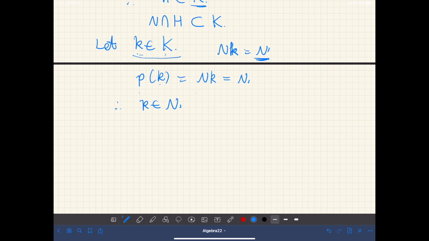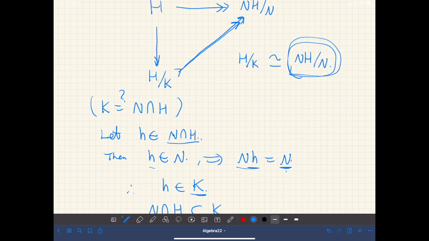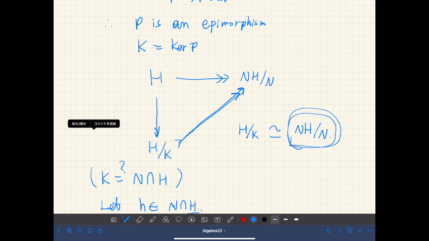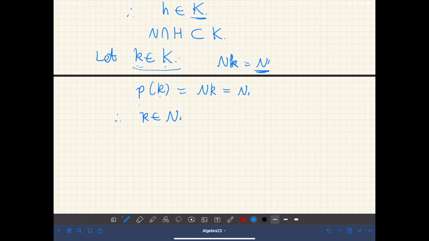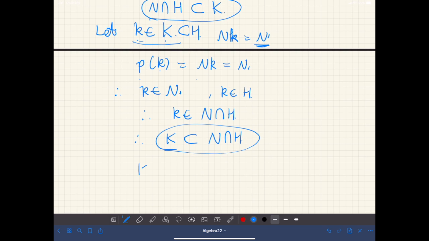So that means k is an element of K. And of course, the kernel of P is a subgroup of H. So k also belongs to H. Therefore, k belongs to the intersection of N and H. Therefore, the kernel is a subset of N cap H. Together with the previous result, this implies that the kernel is equal to the intersection between N and H. So we are done.